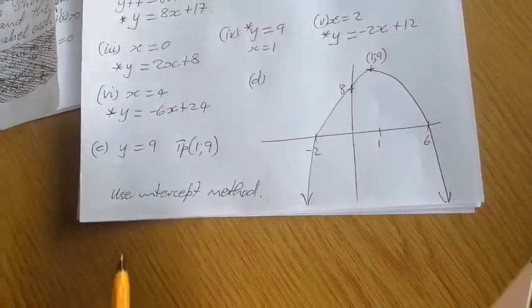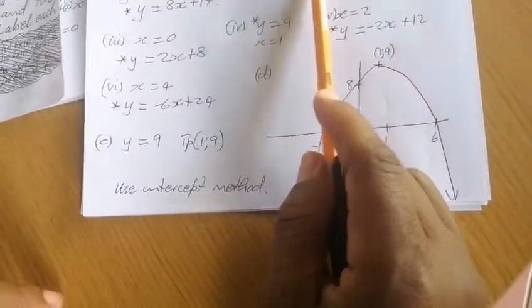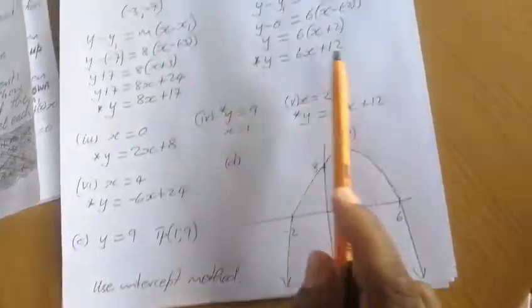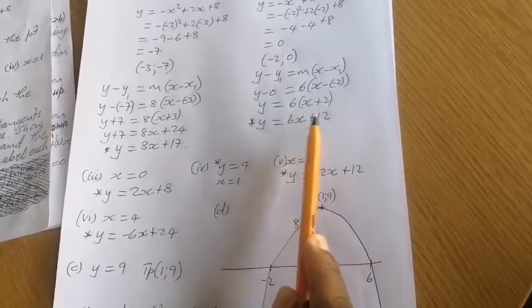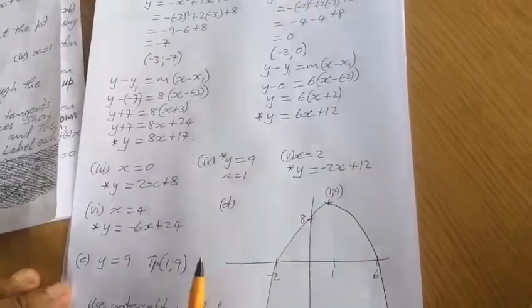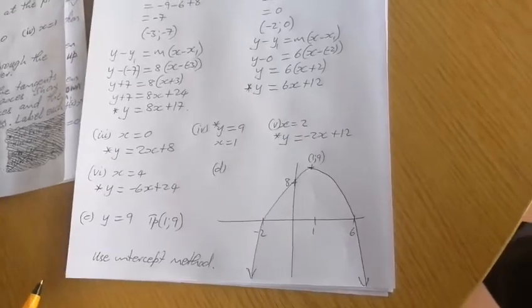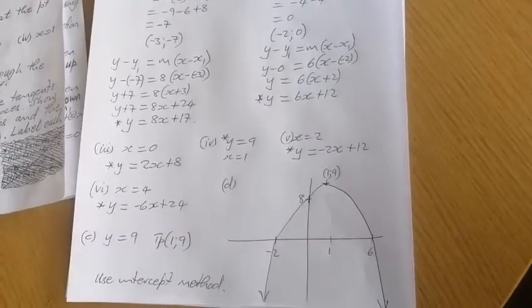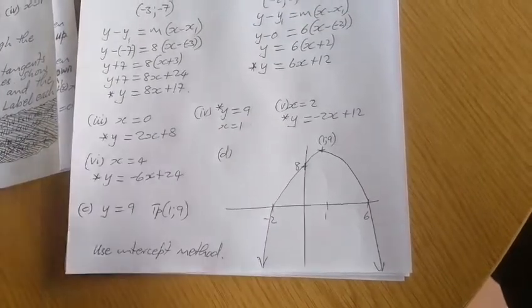The intercept method is when you say when x is 0, y is 12. I'm looking at this one now, part 2. And when y is 0, x will be -2 when you solve here. So you just need 2 points and then you draw your straight line. Thank you very much. I think we can move on to part E.